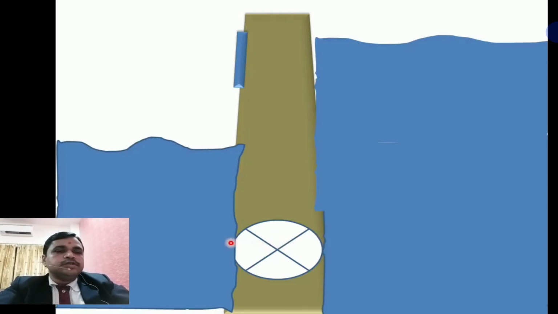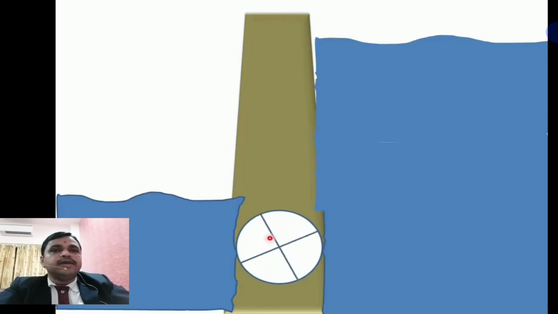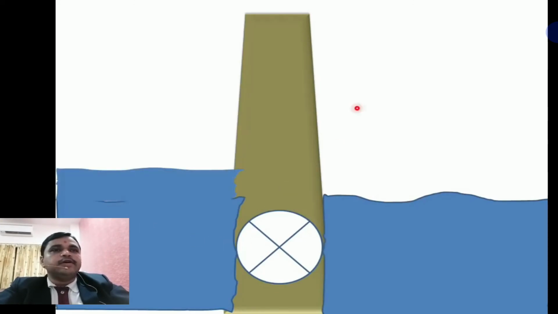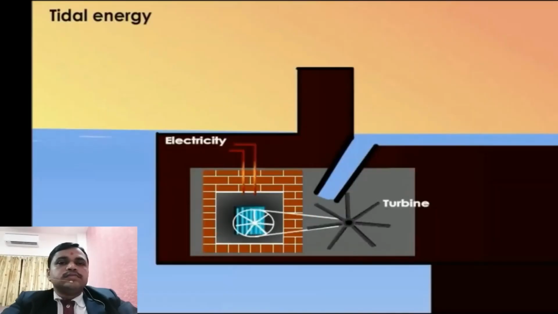We have some components in a tidal power plant: the powerhouse, the dam and barrage or basin, and the sluiceway. The sluiceways are used either to fill the basin during high tide or empty the basin during low tide. So this type of plant contains turbines.